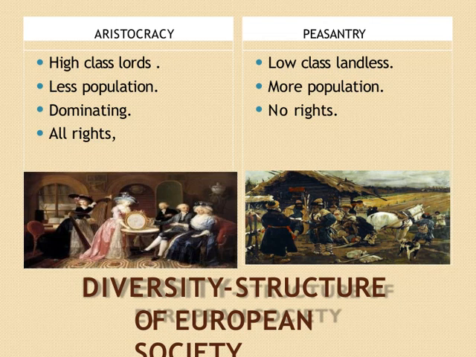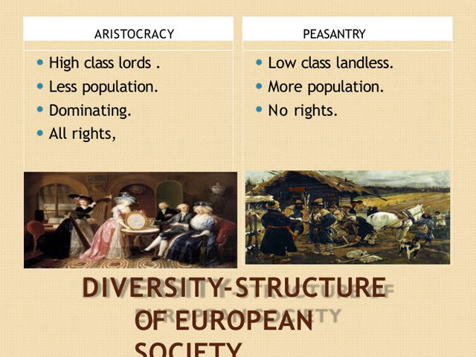So let's take a closer look at the structure of European society, which is quite divided. On one side, we have the aristocracy, the high-class lords. They are the ones with the most power, owning large landholdings, and they dominate society. Their status is high, and they hold all the rights and privileges that come with being part of the ruling class. Interestingly, their population is relatively small compared to the lower classes.